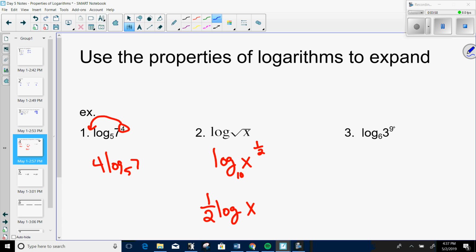If I look at this one, take this 9, move it out front, and this would be 9 log base 6 of 3. And that's expanding. All we're doing is using those properties just to rewrite things and learn the properties so that we can use them later on to solve some equations and things.